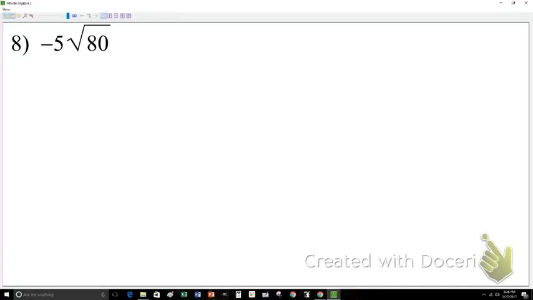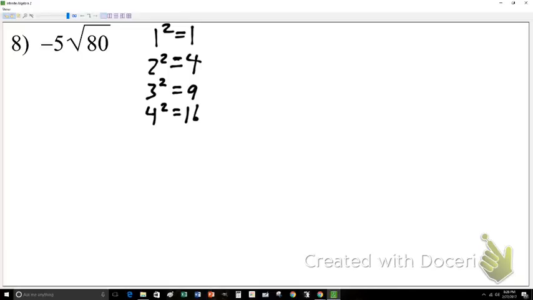Let us simplify negative 5 square root of 80. Okay, just like before, we need to know our perfect squares. So we know 1 squared is 1, 2 squared, that's 4, 3 squared is 9, 4 squared is 16. That's the highest we would need to go for this.